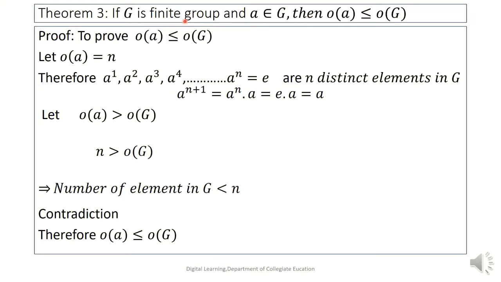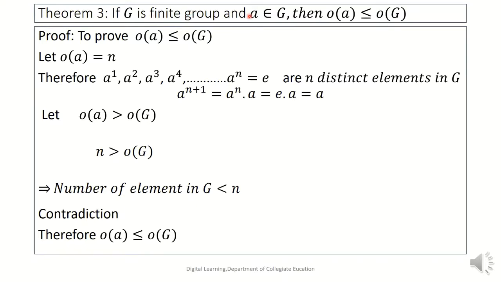Here given G is a finite group. A group G is called a finite group if G is a finite set. The order of the group G is the number of elements in the group G. A group of order 2 has 2 elements, the group of order 3 has 3 elements, and so on. The group of order n has n elements.